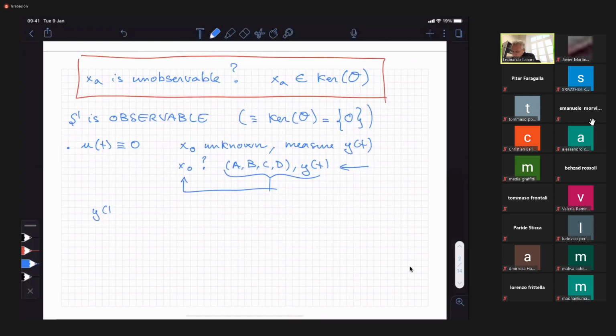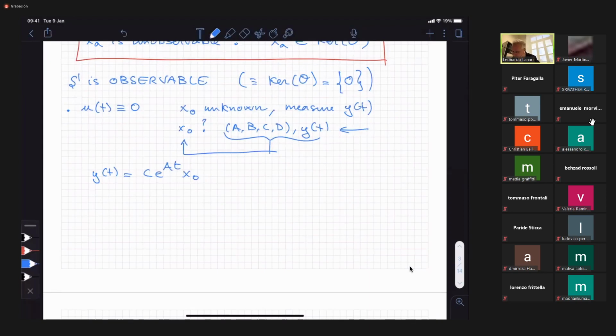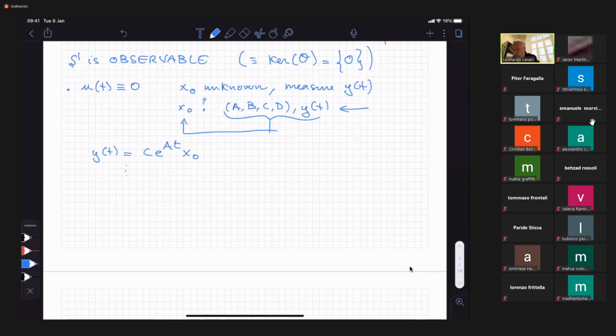So when u is equal to 0, we have this simple relationship here. And we cannot take the inverse, because if we have, for example, a SISO system, C is a row vector, e to the At is a square matrix, so the product is a row vector, and we cannot just take the inverse. We could take the other kind of inverses, but that's different. What we can do is rewrite this in the following way.